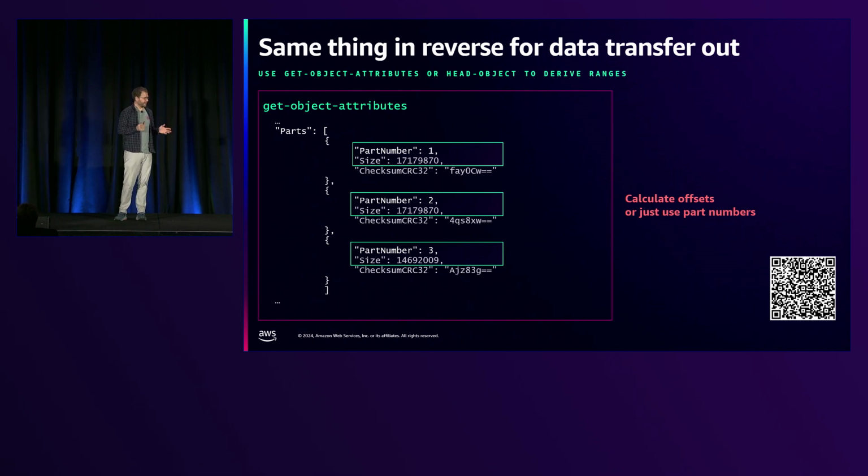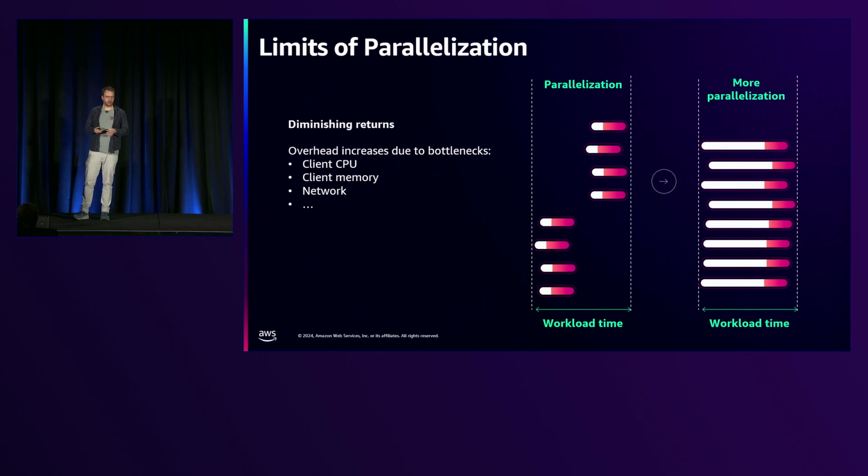OK, so if parallelization is so great, and we can speed up our workloads so much with it, can we basically parallelize more and more and more to get ever higher performance? So unfortunately, that is not the case. There are some limits to parallelization. And the reason is that this parallelization puts load on your client, right? So whenever you send a request, your client uses some CPU, some memory, part of your network, and so on. And the more you parallelize, the more load you put on the client.